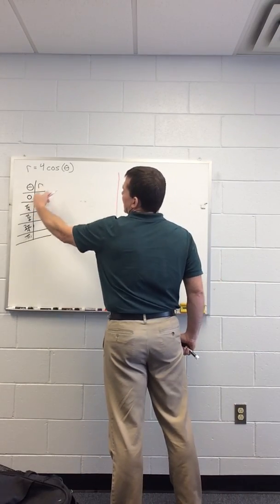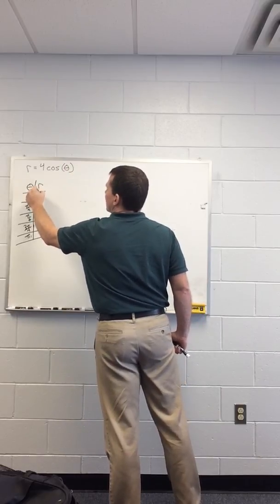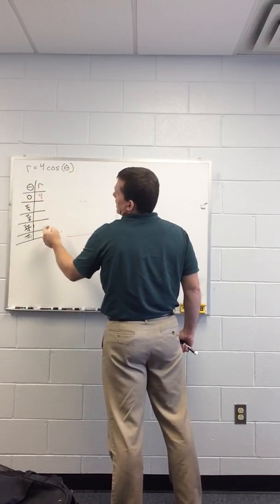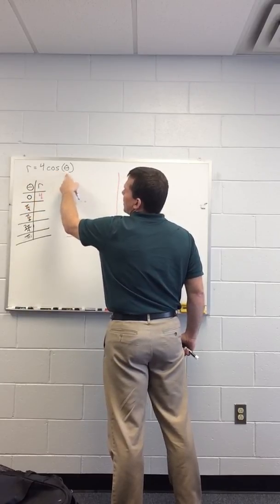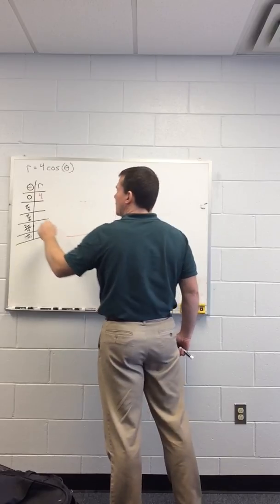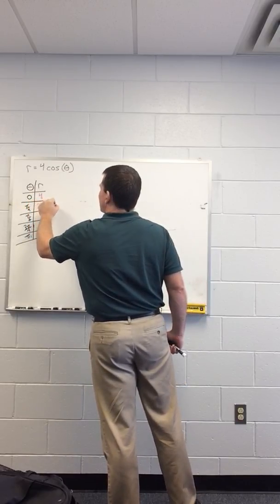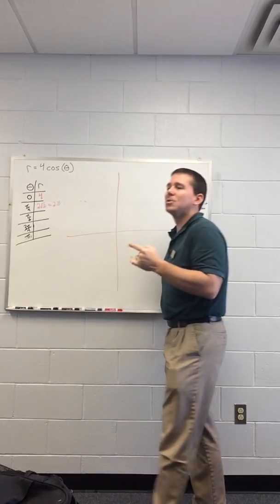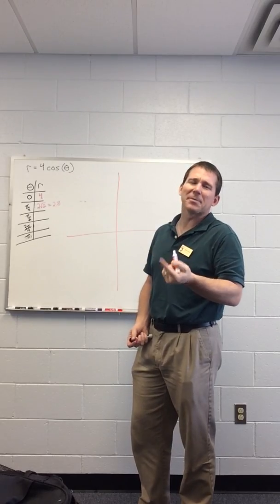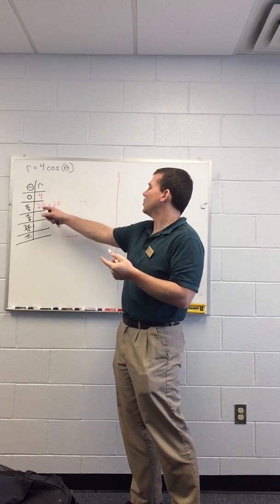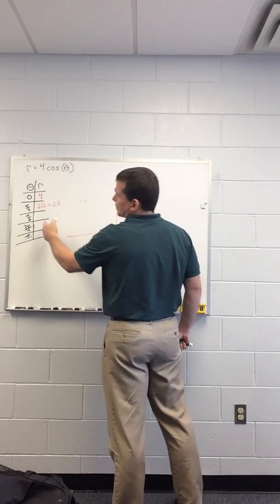So let's see. If theta is 0, cosine of 0 is 1. 1 times 4 is 4. If theta is pi over 4, cosine is root 2 over 2. This is 4 times root 2 over 2, which is 2 root 2, which is about 2.8. So far this semester we've been using exact values like this for points. You're going to have to plot them now. So throw this into your calculator and get a value out just so you can see what's going on.